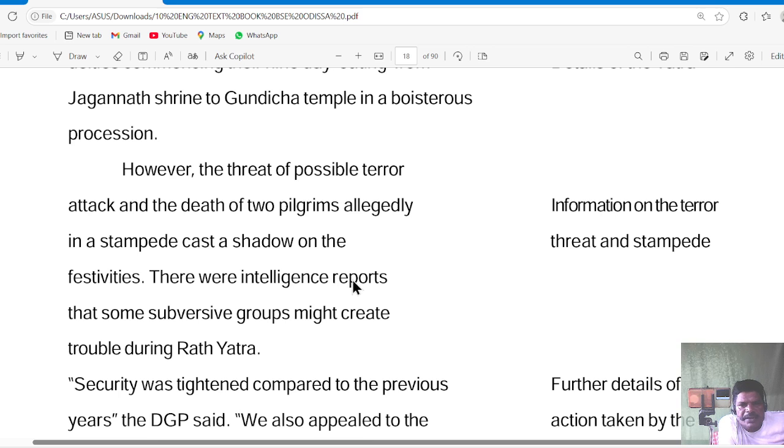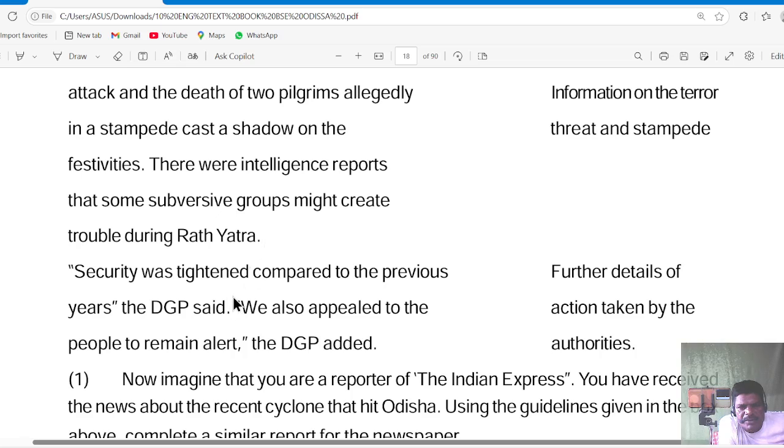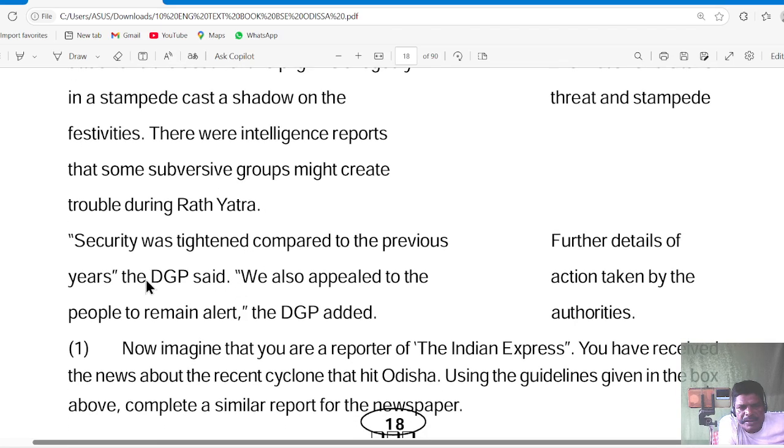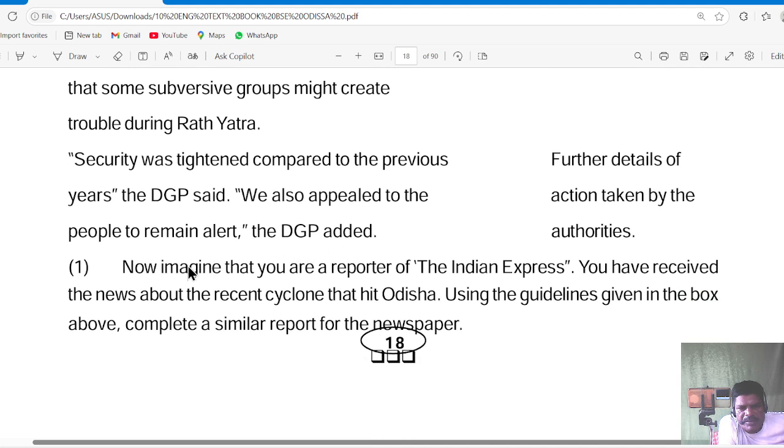This was the intelligence report that some outlawed group might create trouble during Rath Yatra. Security was tightened compared to the previous year. The DGP said he also appealed to the people to remain calm. The DGP added authorities. Write it like this in the story.